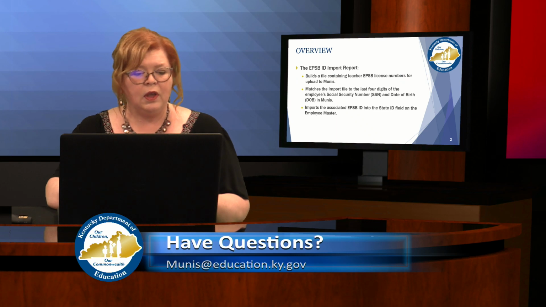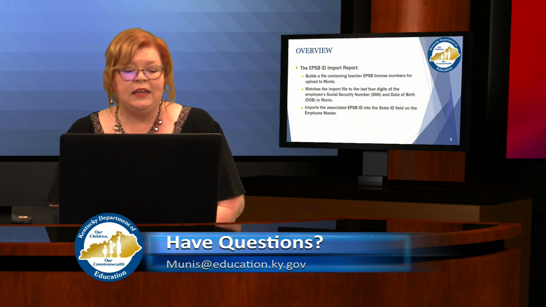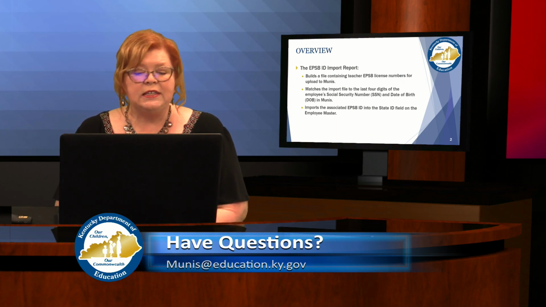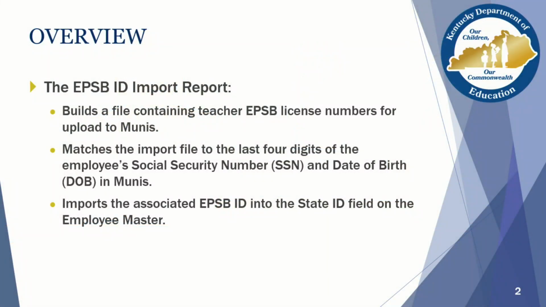So let's get started. I'm going to start today with the EPSB ID import program that we initiated last year, but I wanted to refresh any new people with that this year as well. The EPSB ID import report builds a file containing EPSB license numbers for you to upload into Munis. It's going to match the Social Security number and the date of birth in Munis, and it will import into the state ID field in the employee master.